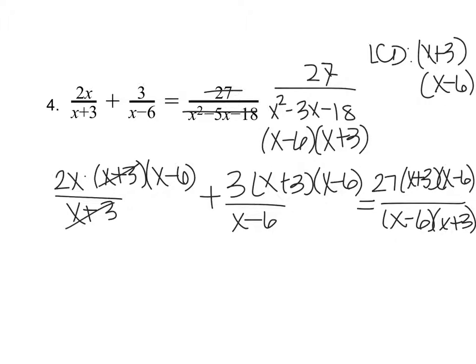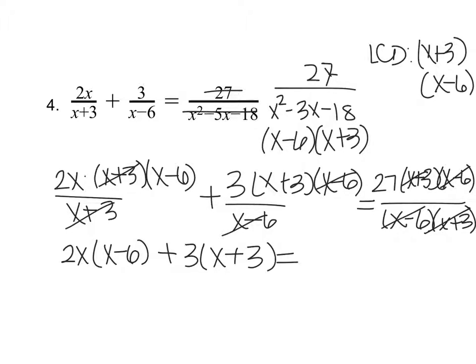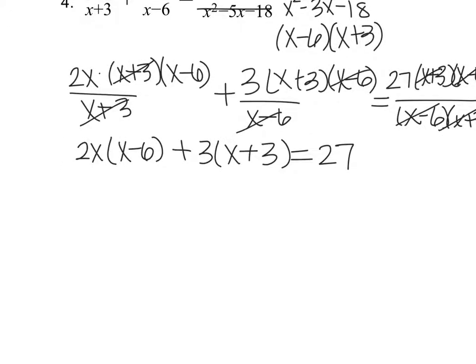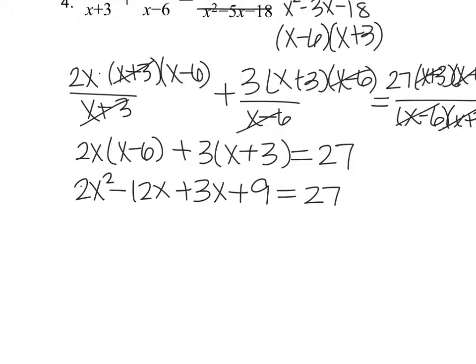So now we're going to start canceling factors that appear in the numerator and denominator. So we can cancel an x plus 3 and x minus 6, and then x plus 3 and x minus 6. So we're left with 2x times x minus 6 plus 3 times x plus 3 equals 27. Distributing, we get 2x squared minus 12x plus 3x plus 9 equals 27. Combining like terms, we get 2x squared minus 9x plus 9 equals 27.